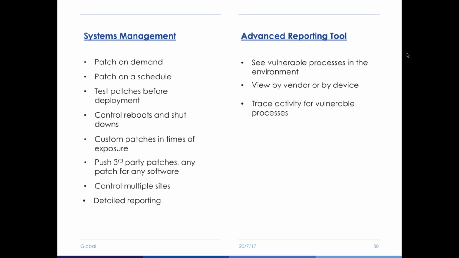Now, the Advanced Reporting Tool, one of the things that we provide here is the ability to see vulnerable processes in the environment. You can view them by vendor or by device, and you can trace activity for vulnerable processes. This is very important. So you get in there and you get into the Advanced Reporting Tool. We have a section for installed and executed vulnerable processes. You can quickly go through, see what those vendors, what those processes are. You can see the version of the process. You could see where that process is installed. You get a machine name. You know explicitly where in your organization you have vulnerable software. You can then take all this info, go into your systems management, and then either find and deploy patches or push Windows updates, something along those lines.